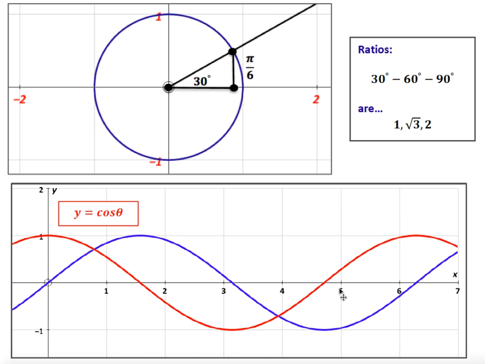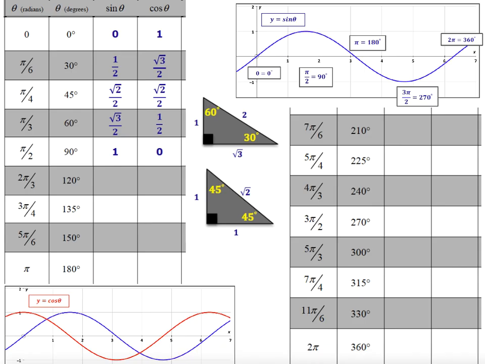And keep in mind that this axis is real numbers. So we're seeing roughly 3.14 here, and we're seeing roughly 6.28. And they correspond, of course, to 180 and 360 respectively. So, okay, a lot going on here. Something for you to consider now.